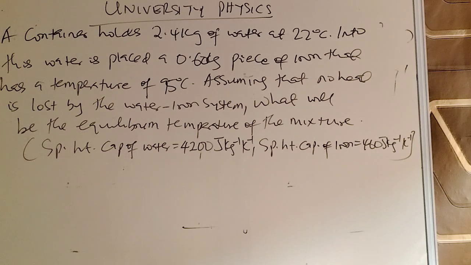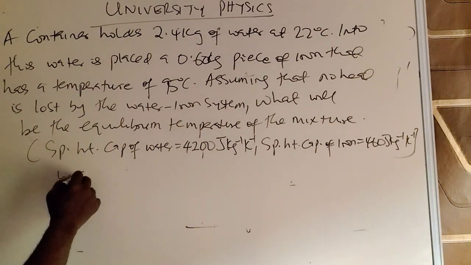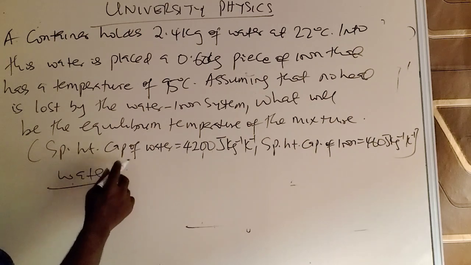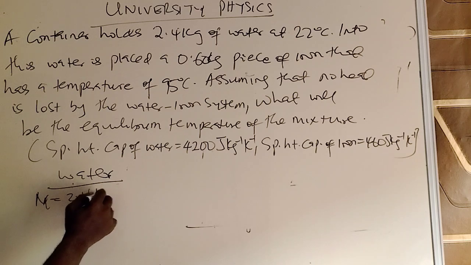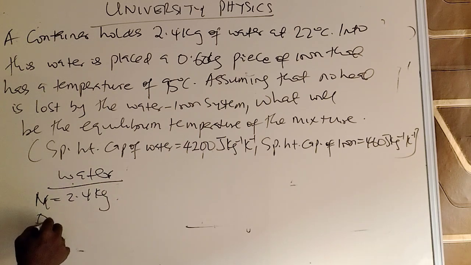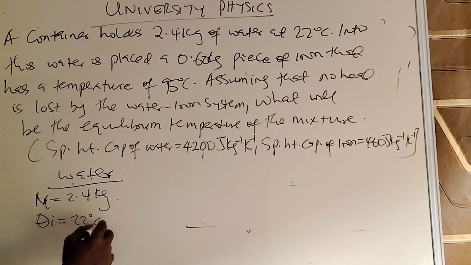Of course, water is held in a container, but since they did not give us the mass of the container and did not provide the specific heat capacity of the container, it's assumed that the container has a negligible heat capacity. So the heat gained by the container should be ignored. So go to the question. We have water. The mass of water is 2.4 kg. The initial temperature of the water is 22 degrees Celsius.